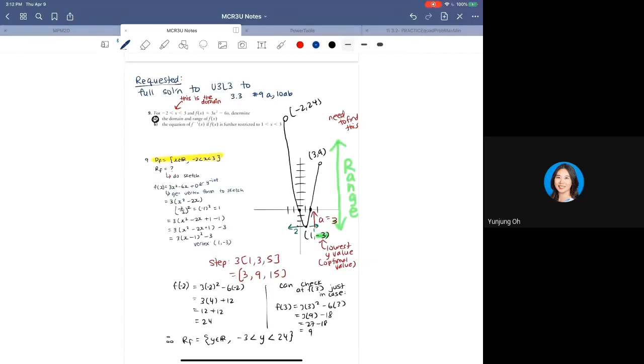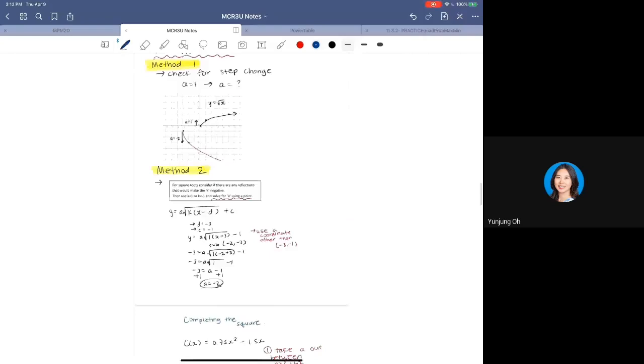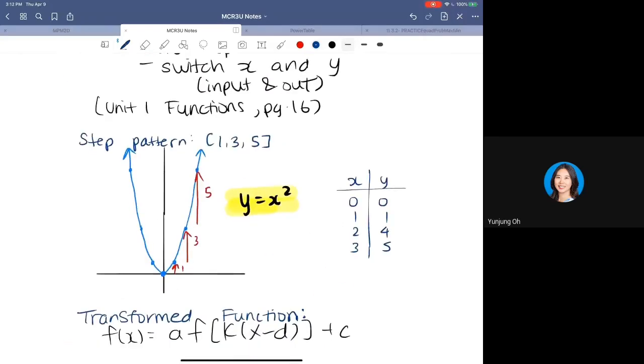So during the last session, I talked about the step pattern, and the step pattern is coming from this. So this is from the side notes, okay? So the step pattern is 1, 3, 5, and the reason for that is because when you have y = x², these are the coordinates that you have for the quadratic. So (0, 0), (1, 1), (2, 4), (3, 9).